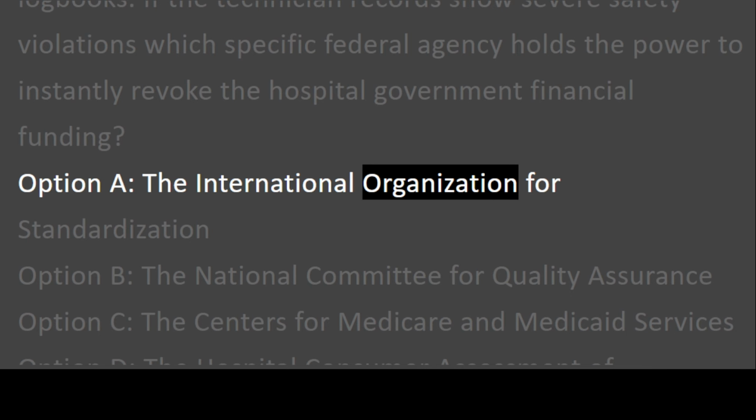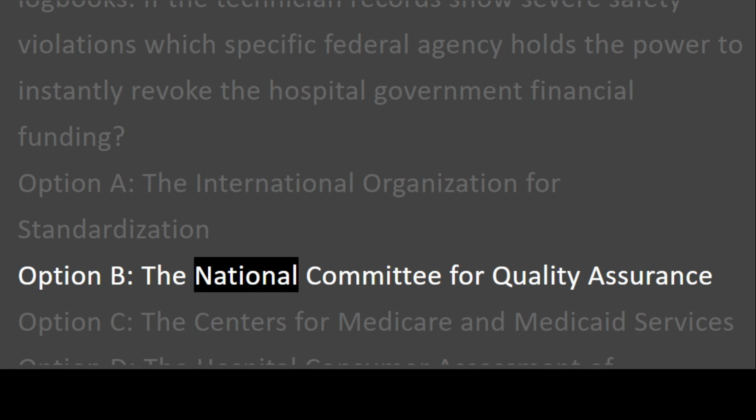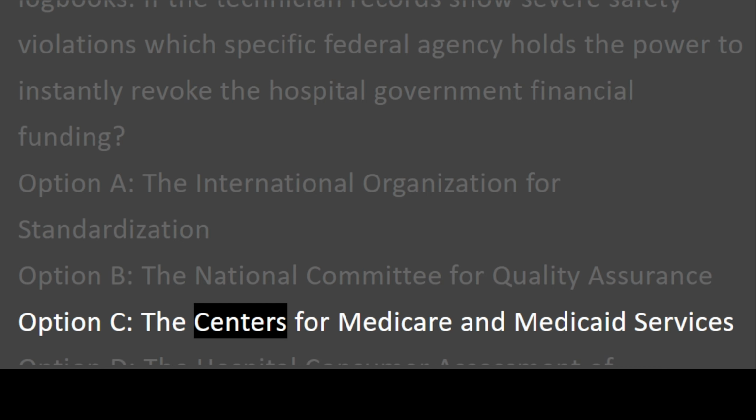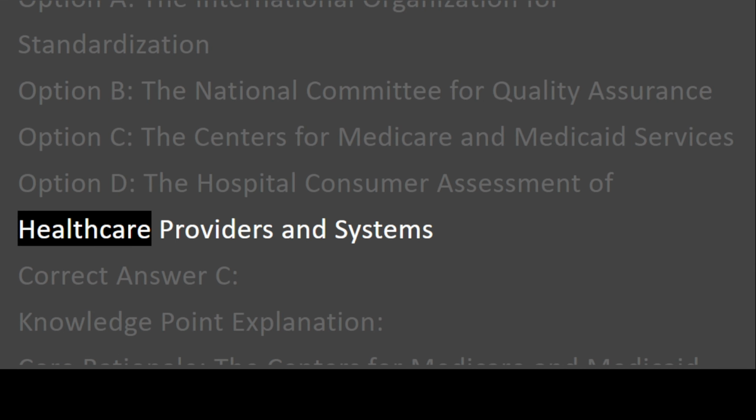The International Organization for Standardization. Option B. The National Committee for Quality Assurance. Option C. The Centers for Medicare and Medicaid Services. Option D. The Hospital Consumer Assessment of Healthcare Providers and Systems.